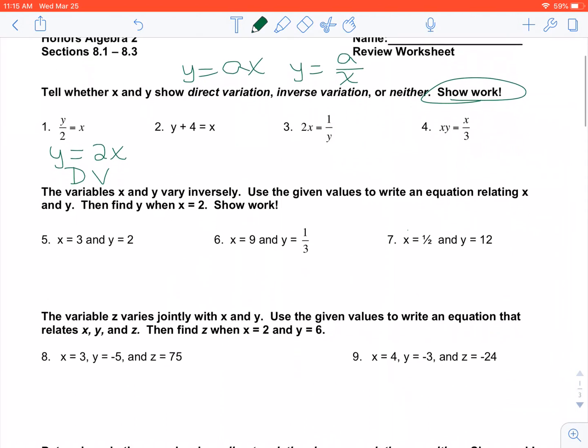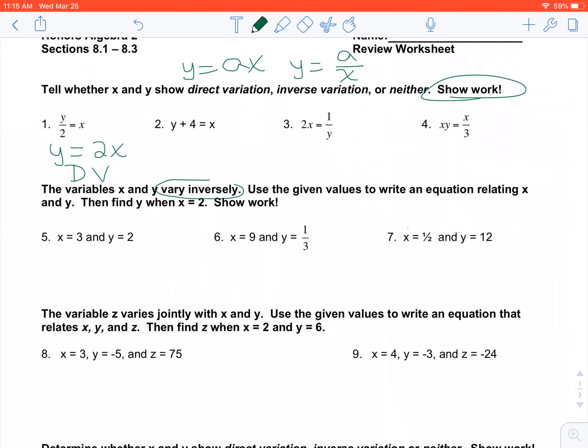For questions 5, 6, and 7, it says they vary inversely. Again, that's y equals a divided by x. And it wants you to use the given values to write an equation. Make sure you do that part. And then there's a second part. So if I want to write the equation, we have 2 equals a over x. So if x is 3, that means a equals 6, so the equation would be y equals 6 over x.